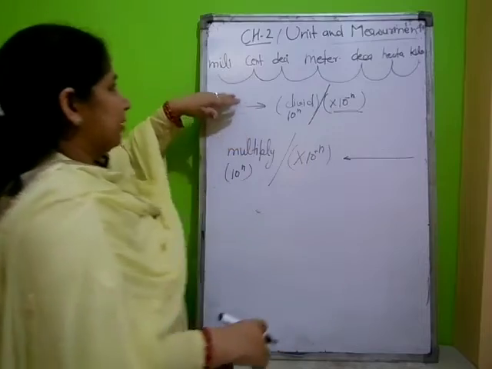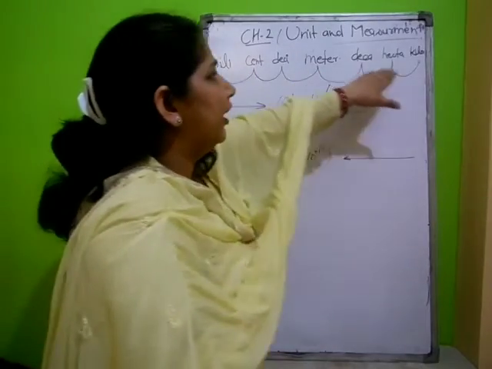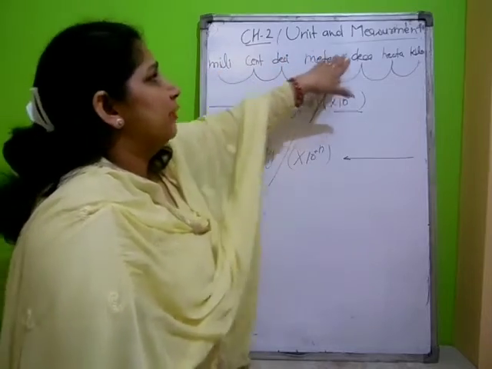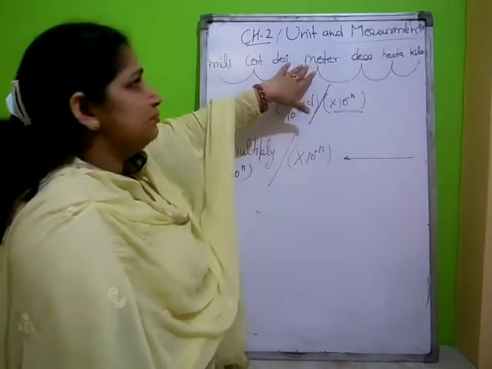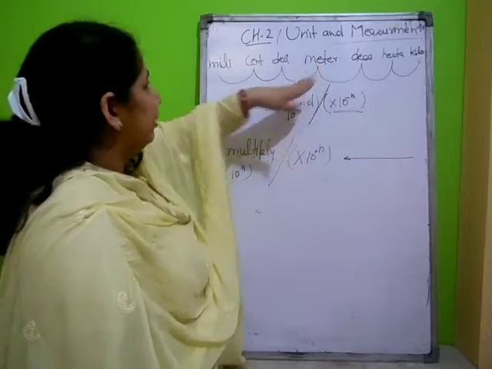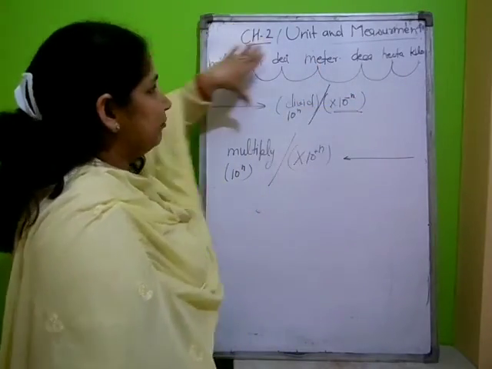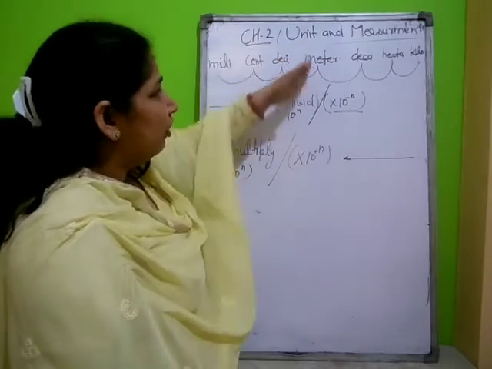Always remember milli, centi, deci, deca, hecto, kilo. We can replace meter by gram: milligram, centigram, decigram, decagram, hectogram, kilogram. We can replace meter by liter: milli, centi, deci, liter, deca, hecto, kilo. The series will be the same for all the terms.